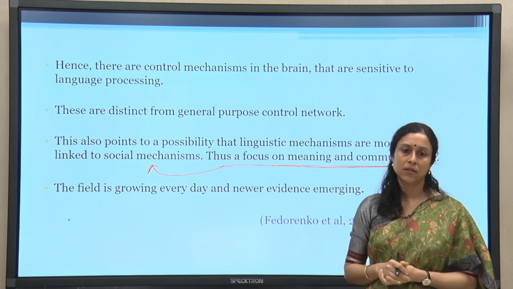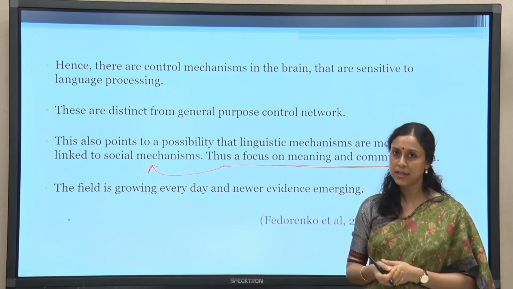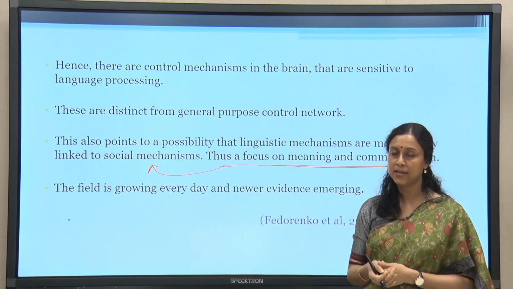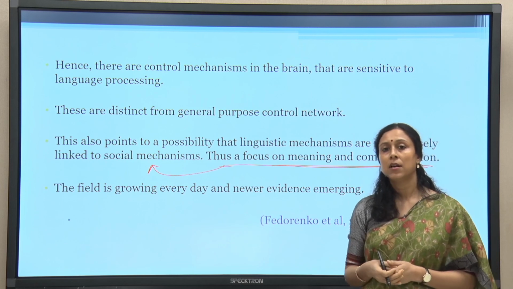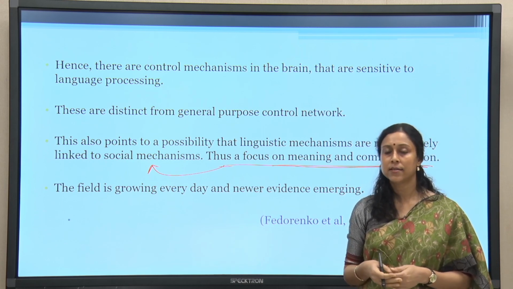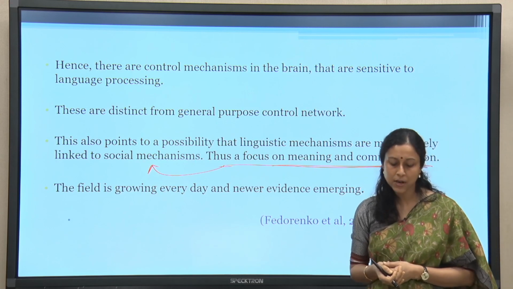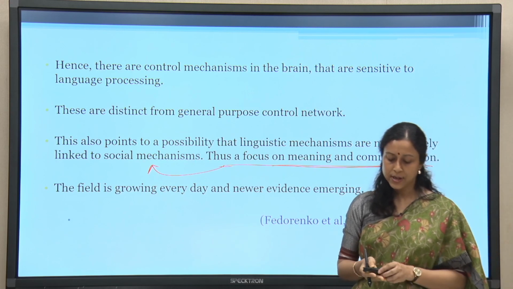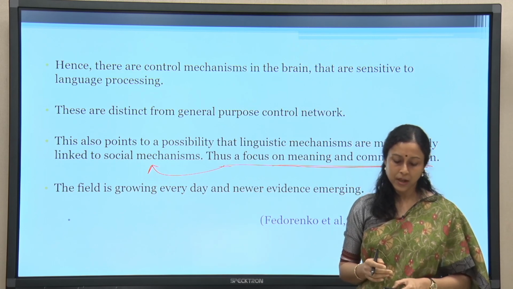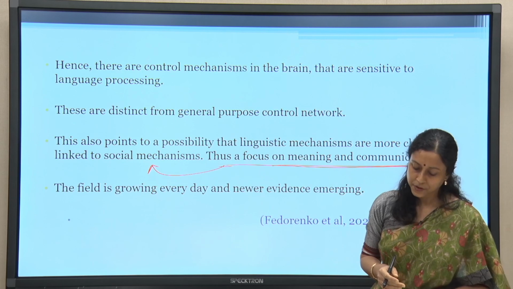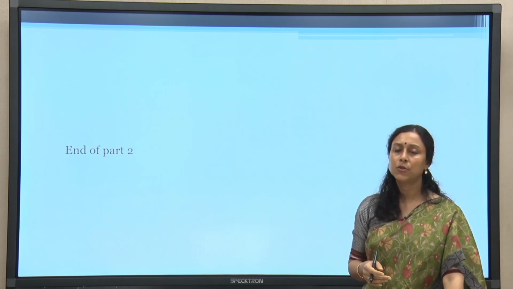Till a few years back, the received wisdom was that language processing and general purpose cognitive control mechanisms are the same. They use the same control network, neural network, but now there is a challenge to this, and there is a lot of data coming out from these different groups, and we are still learning what the story is, still unfolding gradually. So, this is where we will end part 2 of this.